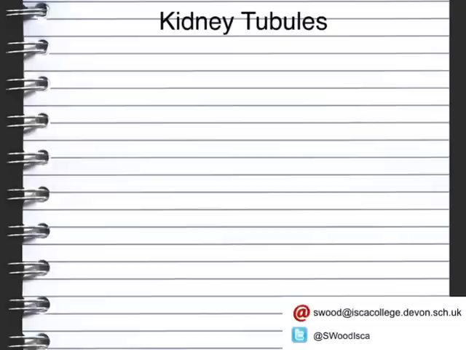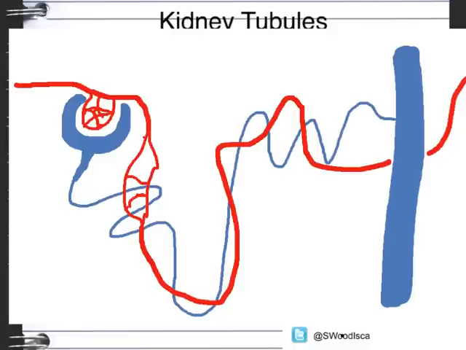Okay, so the kidney tubules, we're going to actually look at what actually happens in there. Okay, so there we go. Let's have a look at what actually happens. So the kidney tubule is sometimes referred to as a nephron.